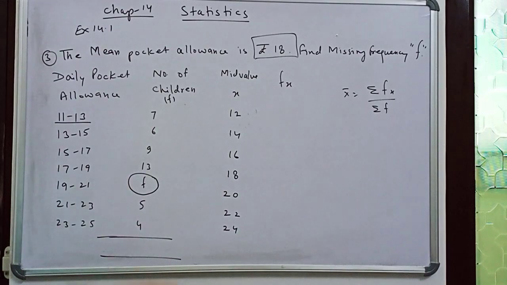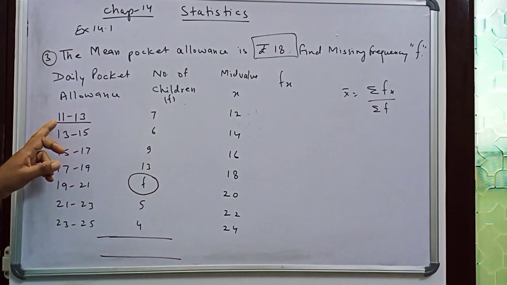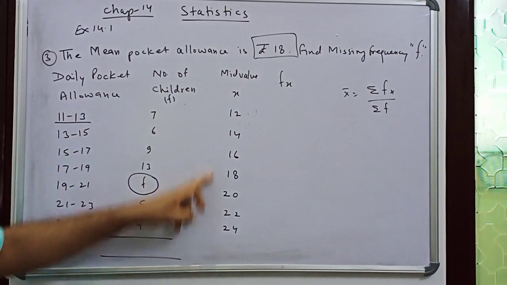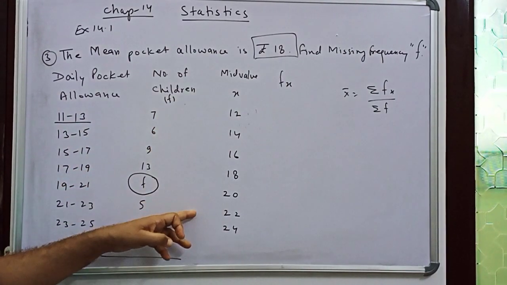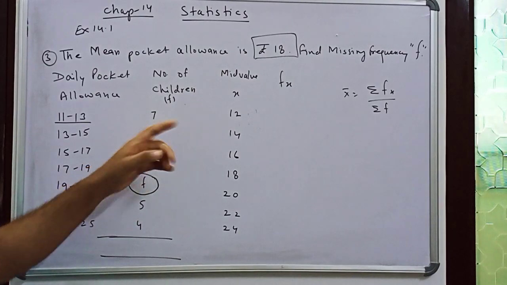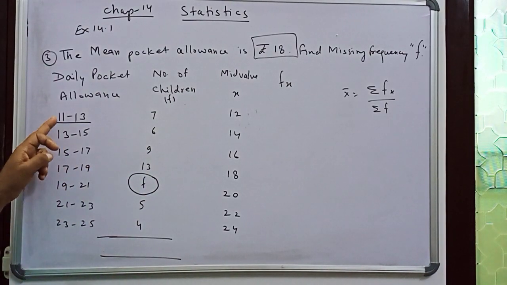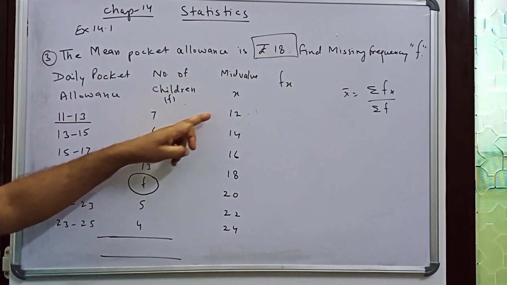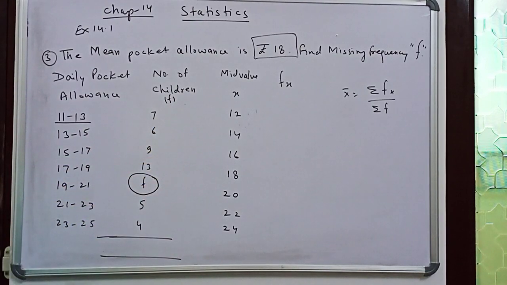Now here I want to add one thing. You know the class interval is 2, and the difference between these mid values is also 2. That pattern you will find in all the sums. It is 11 to 13, the class interval is 2, and here also you will find the difference is 2.